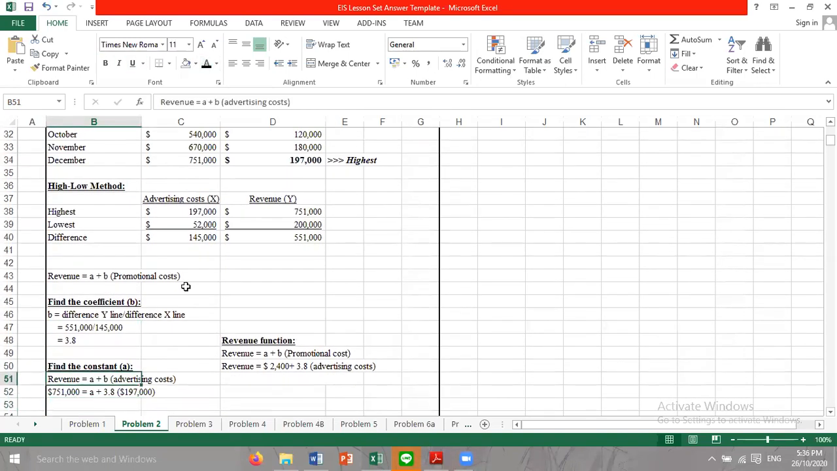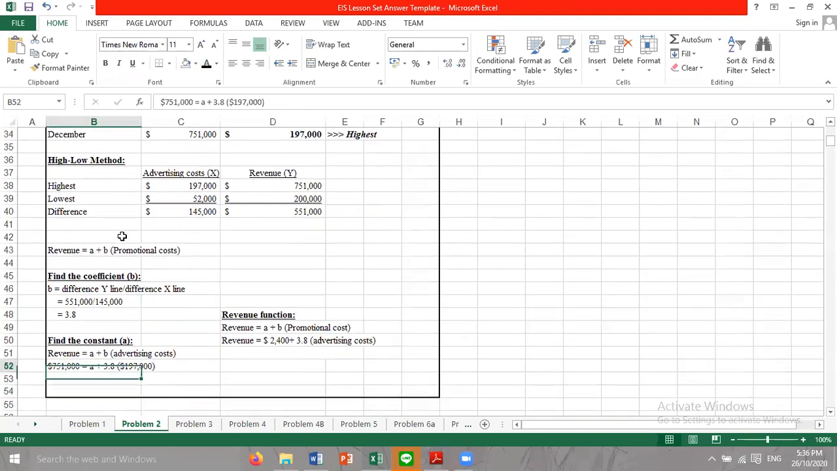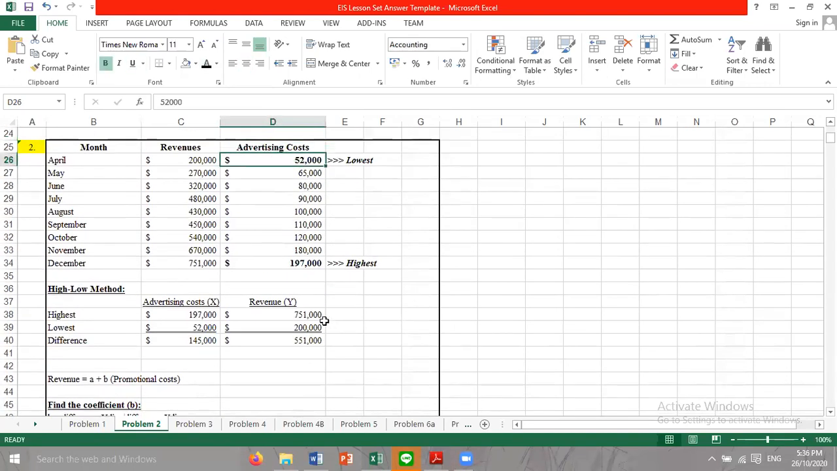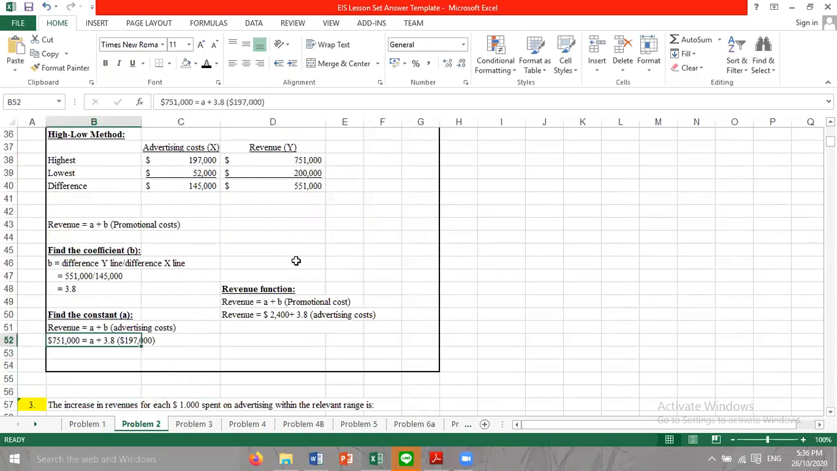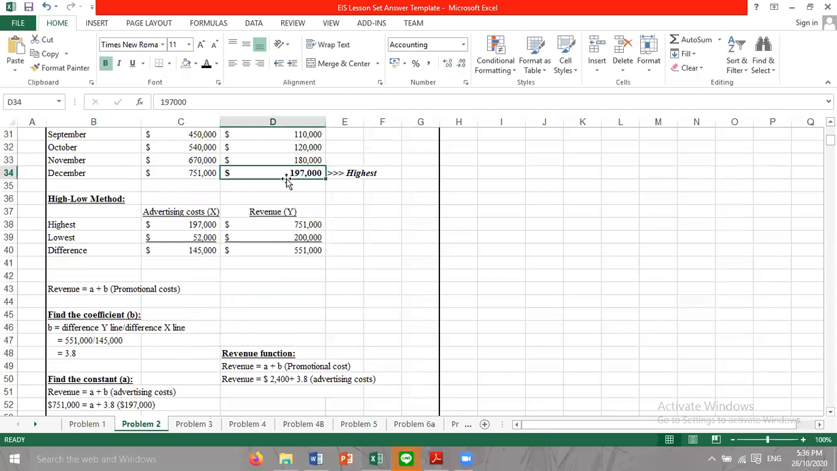Okay, so from there, we can estimate the constant A. The point that we need to use is either the highest or the lowest. We can use either the lowest or the highest, but we cannot use any other data points because it will result in a different, incorrect equation. So make sure that when you try to find the constant A, the point used is either the highest data point or the lowest data point.